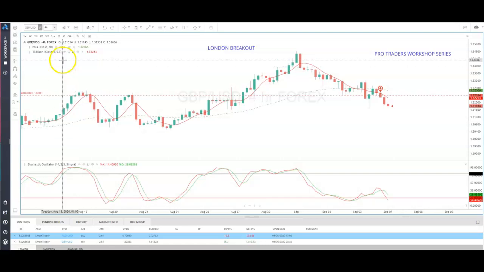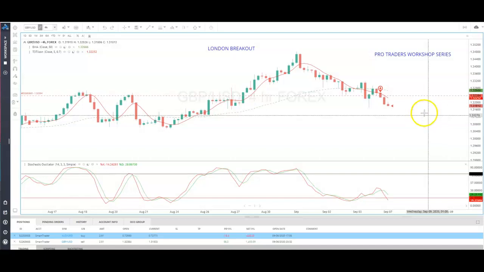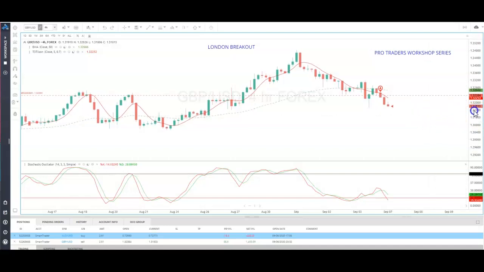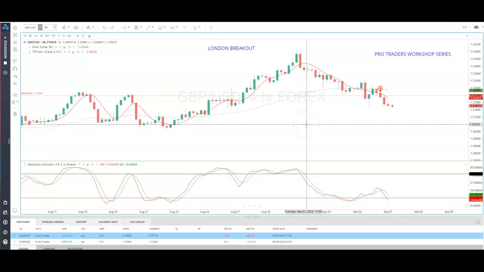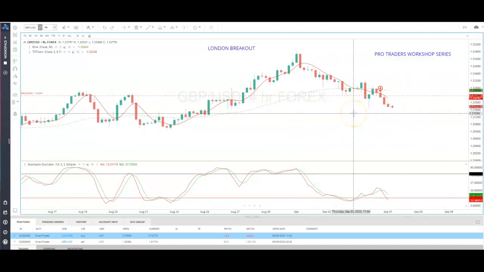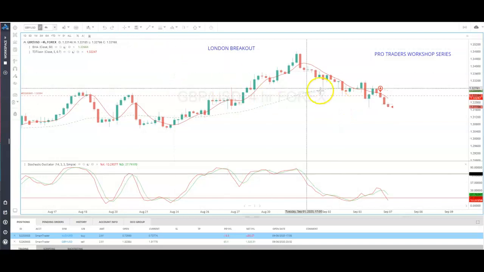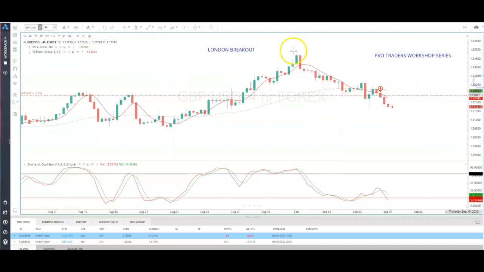Today's lesson is London Breakout. There are several different ways you can trade the London Breakout, and I'm just going to show you one simple technique that I do use. If I manage to get up early enough to trade, sometimes I can. Today I was lucky enough to take a trade before the London breakout based on price action. But let me just show you a simple technique that you can use.